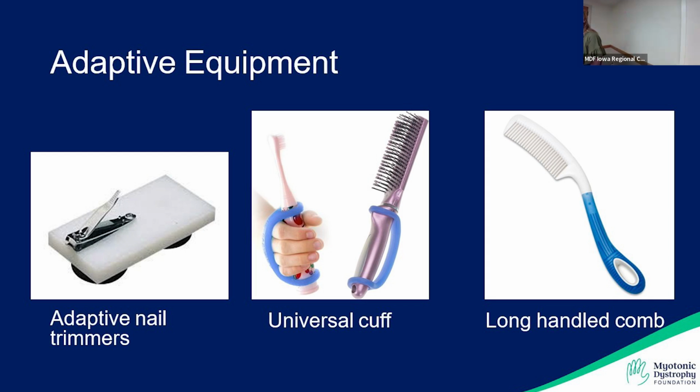And then on the far side is a long-handled comb. If you're trying to do a fancy hairstyle, it might not work too well. But if you're just trying to get a comb through your hair, that really helps a lot if you have any shoulder weakness, to get to the top or back of your head without having to lift your arm up quite so high.